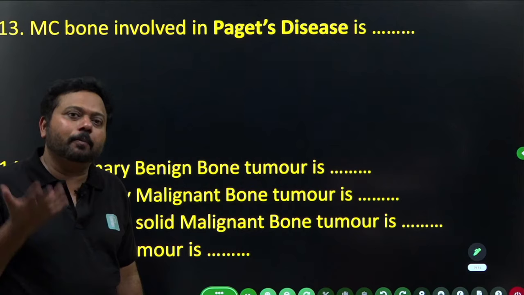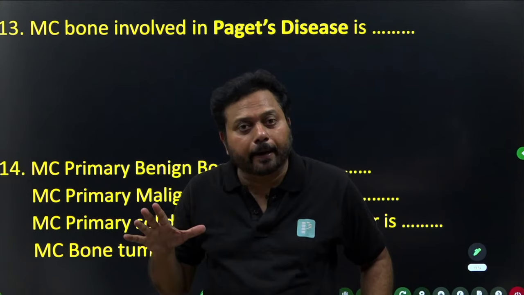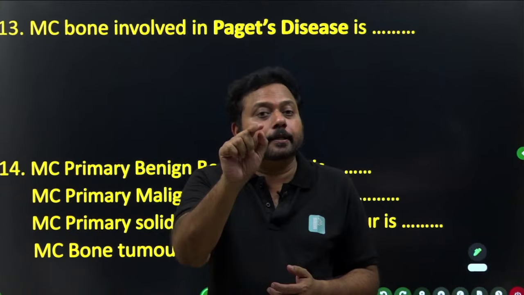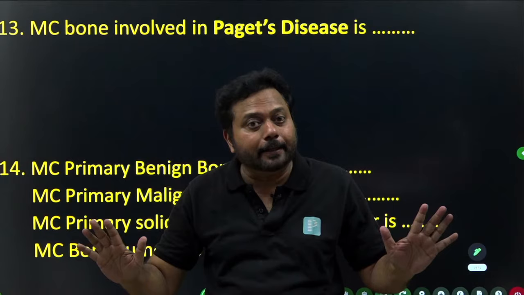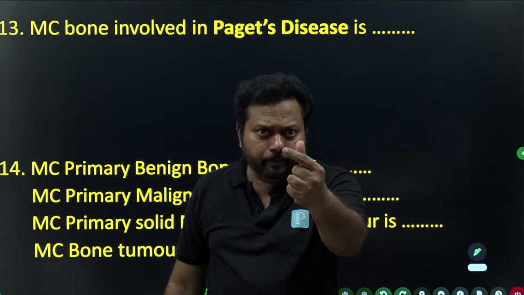But one question, they had asked several times in INI-CET, that is old AIIMS question bank. Where is the pathology in Paget's disease? Primarily, the problem is in the osteoclast. Please register in your mind: in Paget's disease, there is increased osteoblastic and osteoclastic activity, no doubt. Primarily, defective osteoclast. So, unwanted excessive osteoclastic activity starts first. To compensate that, osteoblastic activity comes second.